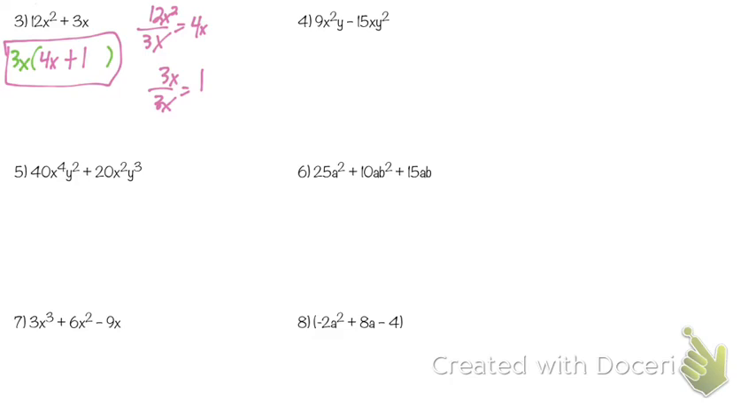Wow, awesome. On 4, there's more going on. What's our greatest common factor on 4 here? Just split it up, guys. Go through one at a time. Let's do the numbers first. 9 and 15. What's the greatest common factor?